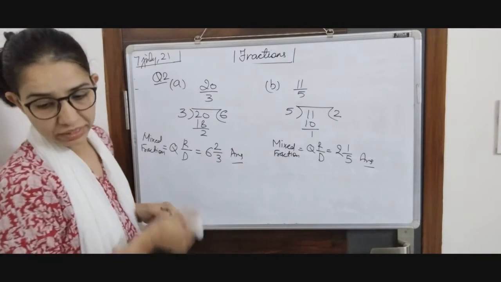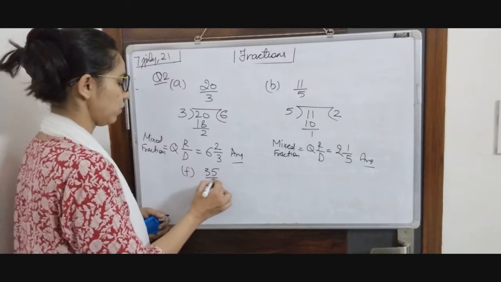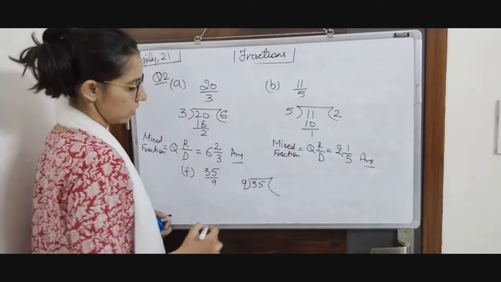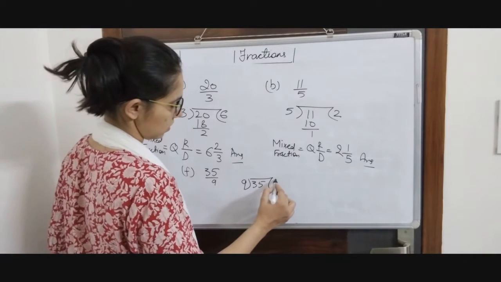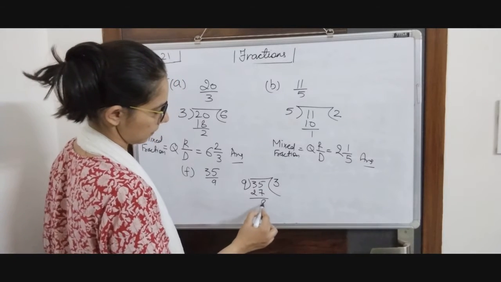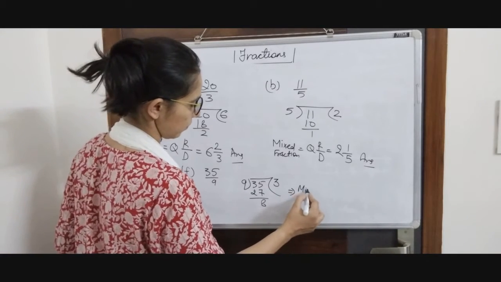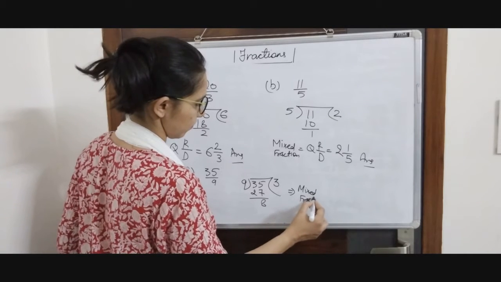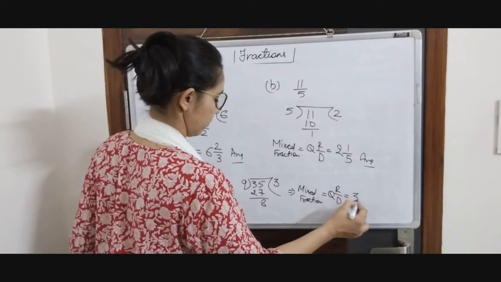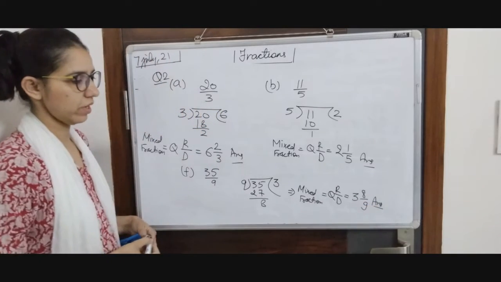So we are going to do one more part, that is F part, which is 35 by 9. So we will divide 35 by 9. The same procedure will be followed in all the parts. Three 8 by 9.